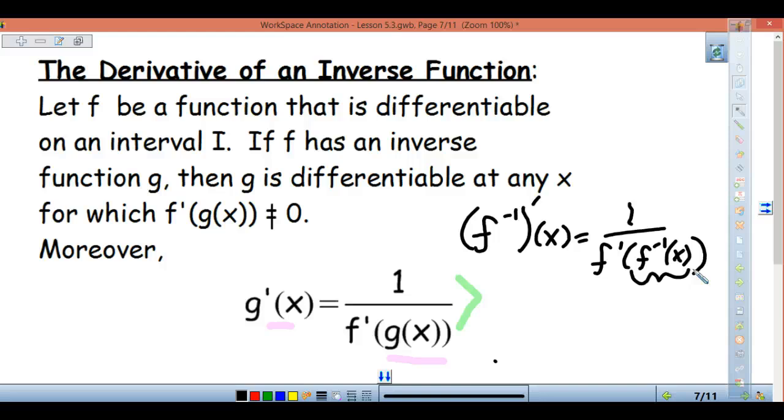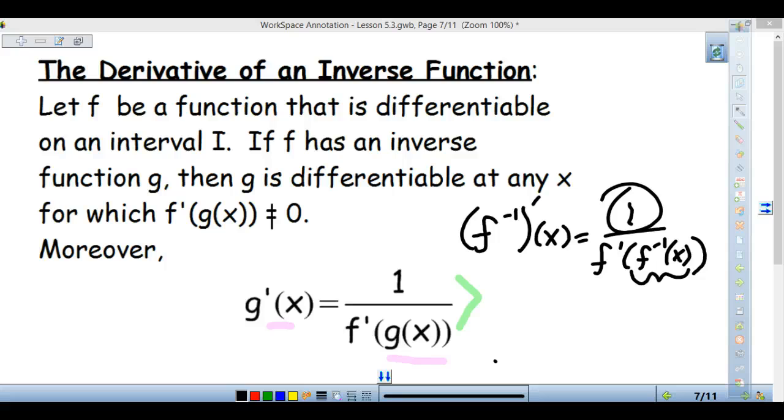Why is it reciprocal? Well, remember that we're switching inputs and outputs. That's what inverse functions do. If we're looking at a derivative, which is the slope of a tangent line, slope is rise over run, or vertical change over horizontal change. If I'm switching inputs and outputs, switching x's and y's, I'd flip the slope. I'd flip the change in y over change in x. So that's why there's a reciprocal as part of this formula.